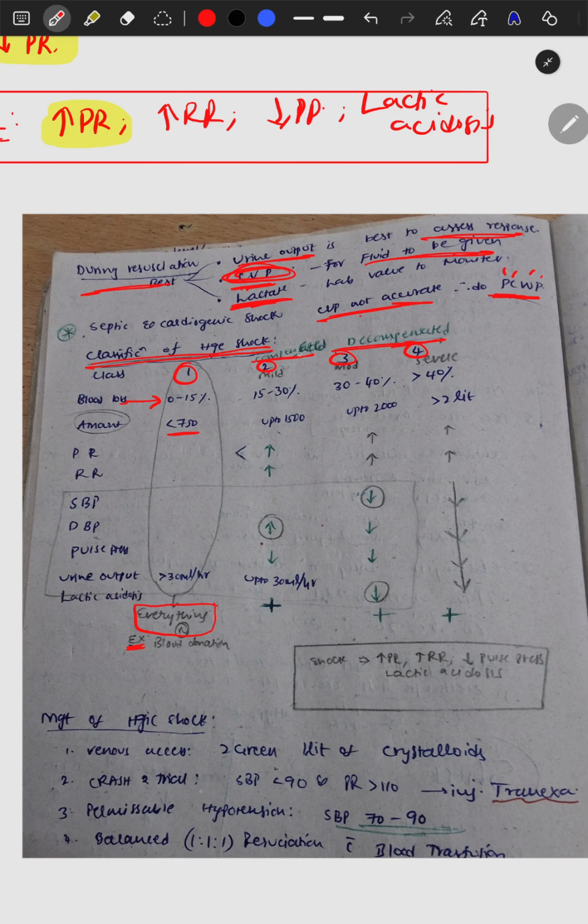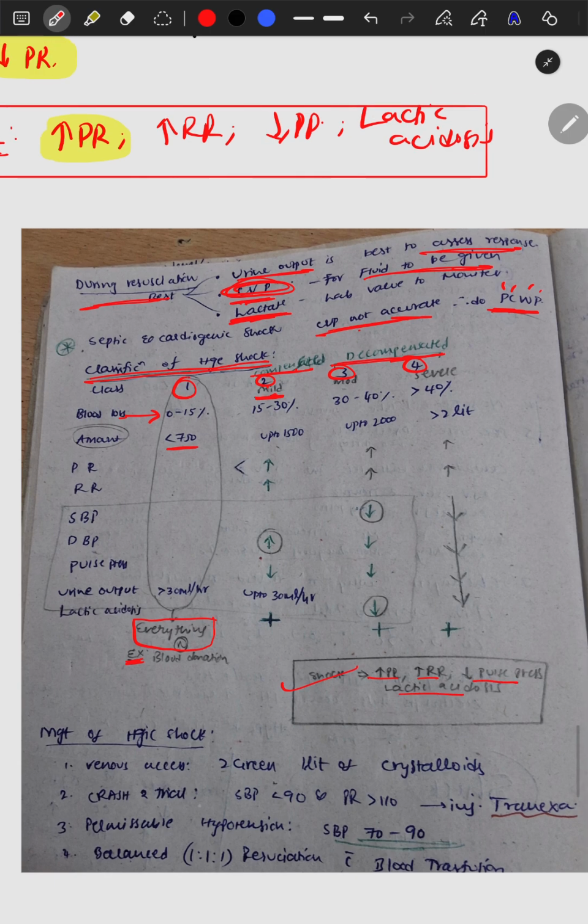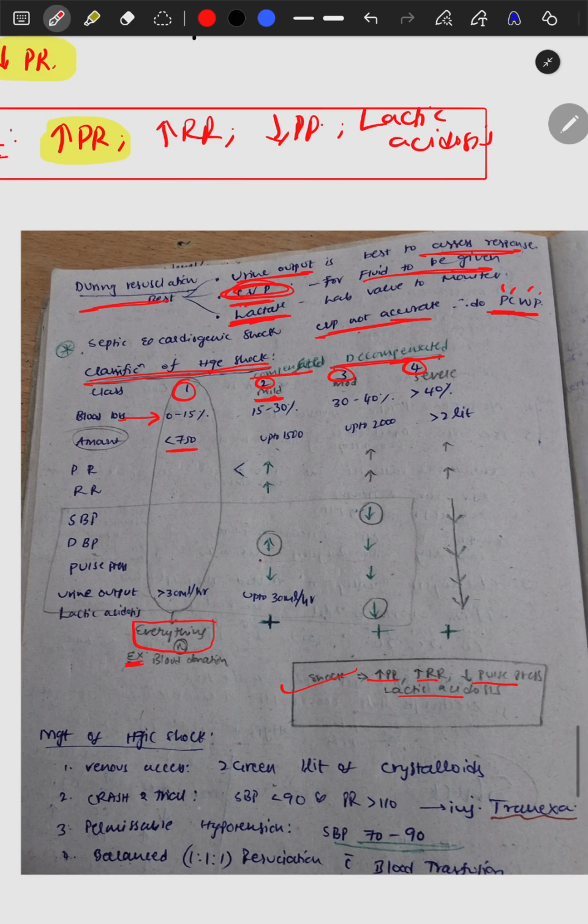Now comes the 2. 2 is a compensated shock, because it is a mild shock. Here your body will try to compensate by itself. Why all this stuff? No need. Just remember the exam points. See, it is a mild shock. There will be the common features of shock, like increased pulse rate, increased respiratory rate, decreased pulse pressure, lactic acidosis will be there in case of compensated shock. So that's it. You need to note urine output. Urine output normally will be above 30 ml. Here it is normal. Here up to 30 ml it is maintaining.